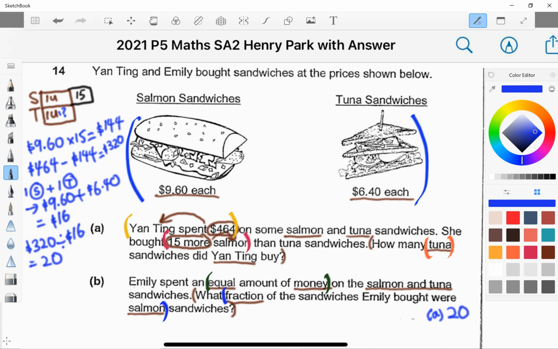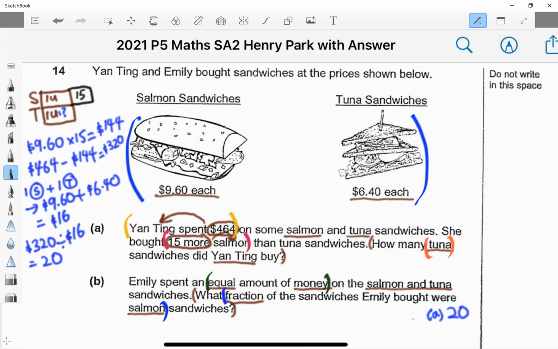Okay, part B. So for part B, I will be using red color on the right side of the screen. So very important, for equal quantity or value, like in this case equal value, we got to use this 3-letter word that you will see very often called LCM. Okay, LCM. So in the question itself, they say that Emily spends equal amount of money on salmon and tuna. So how does that work? So we realize that salmon costs $9.60.